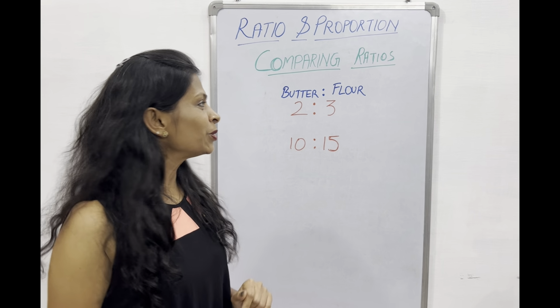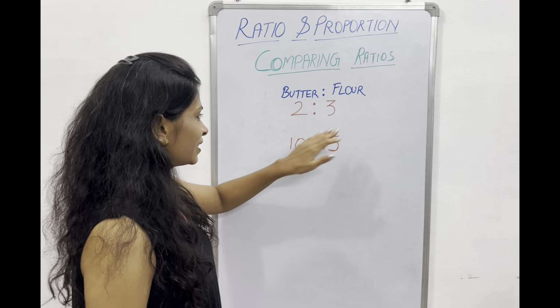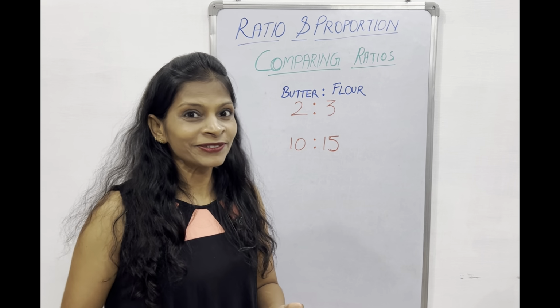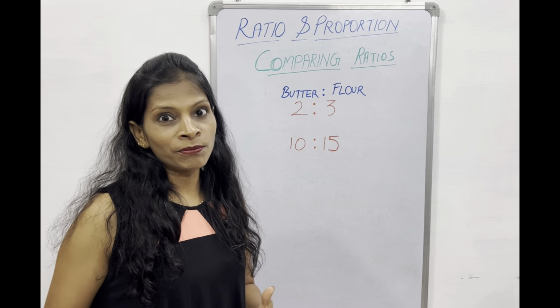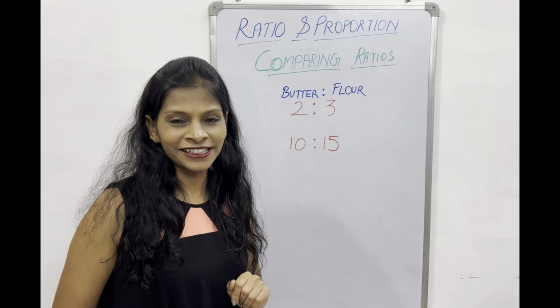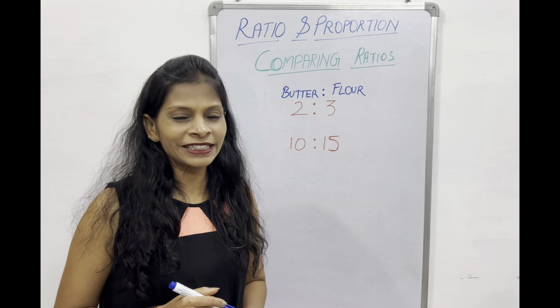A recipe required 2 parts of butter to 3 parts of flour. Now, the number of guests that were coming increased, and my mom used 10 parts of butter to 15 parts of flour. Do you think she used the recipe correctly?